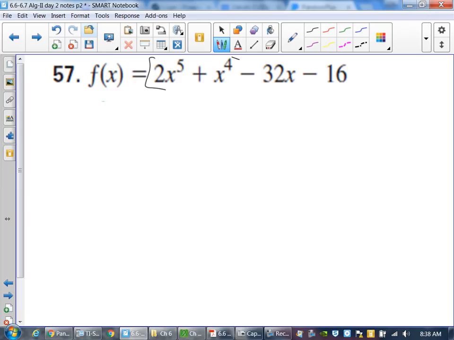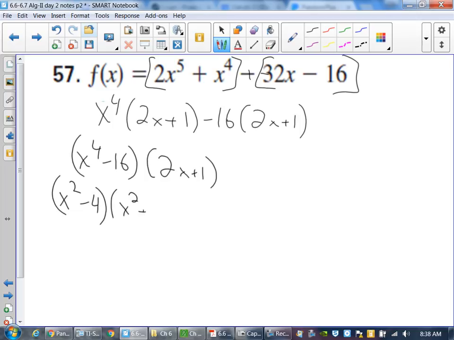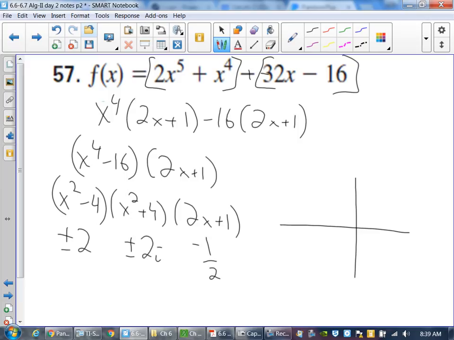So if I look at this and this, are there GCFs? If I take out the x to the 4th, I'm left with 2x plus 1. If I take out a negative 16, I'm left with a 2x plus 1. That's the fastest way to go about this problem. So now you have x to the 4th minus 16 times 2x plus 1, which gives you x squared minus 4, x squared plus 4, 2x plus 1, which gives you zeros at plus or minus 2, plus or minus 2i, and negative 1/2.